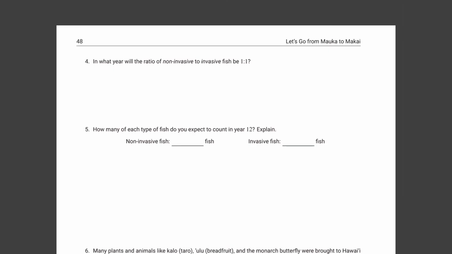Part 4 asks to find a year that the ratio of non-invasive fish to invasive fish will be 1 to 1. I'm going to go back to the previous table, so please feel free to pause this video to complete this part.